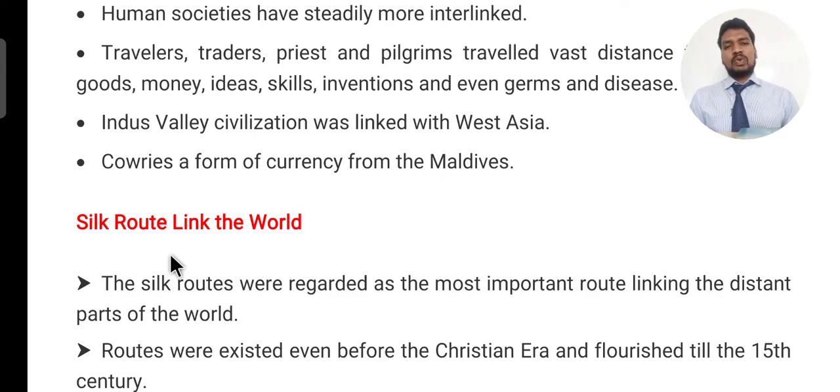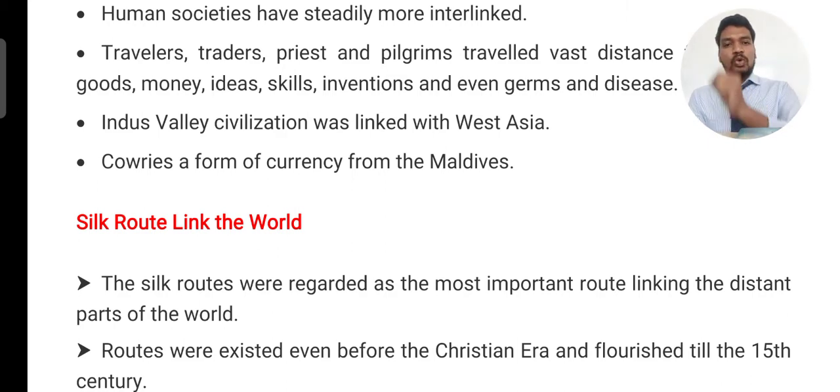Why do you call it the Silk Route? What is that Silk Route? This Silk Route was regarded as the most important route linking the distant parts of the world. It had a link with the important continents, that means from China, Asia, Europe, and Africa. So it's a triangular link, along with India also. There was somewhat of a link with India.